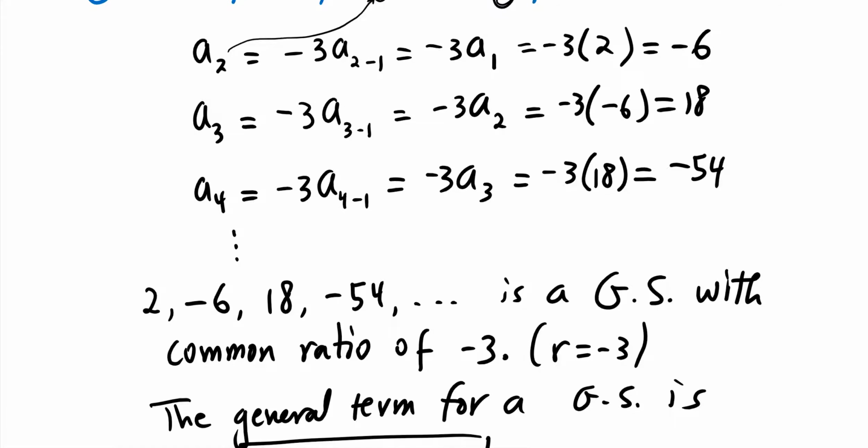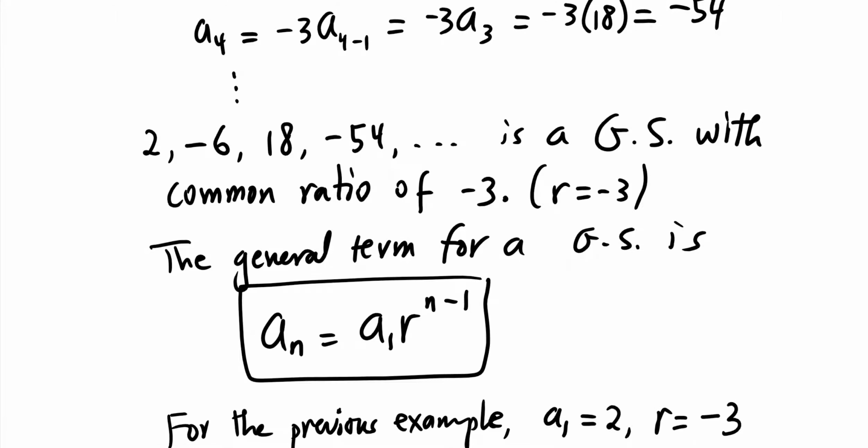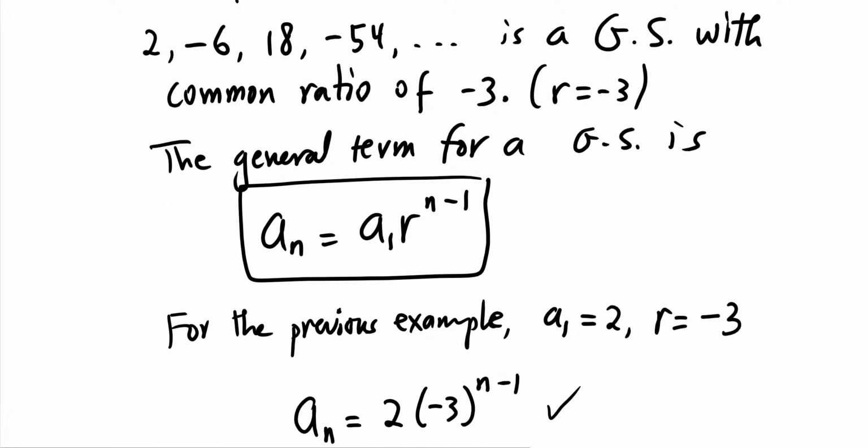So the general term for a geometric sequence is always written as a_n equals a_1 r to the n minus 1. n is the number of terms, a_1 is the first term, a_n is the nth term, and r is the common ratio. For the previous example, a_1 was given as 2 and we found that r is negative 3. If I substitute them into this boxed formula, that gives me 2 times negative 3 to the n minus 1. This generates all the terms for the sequence for us.